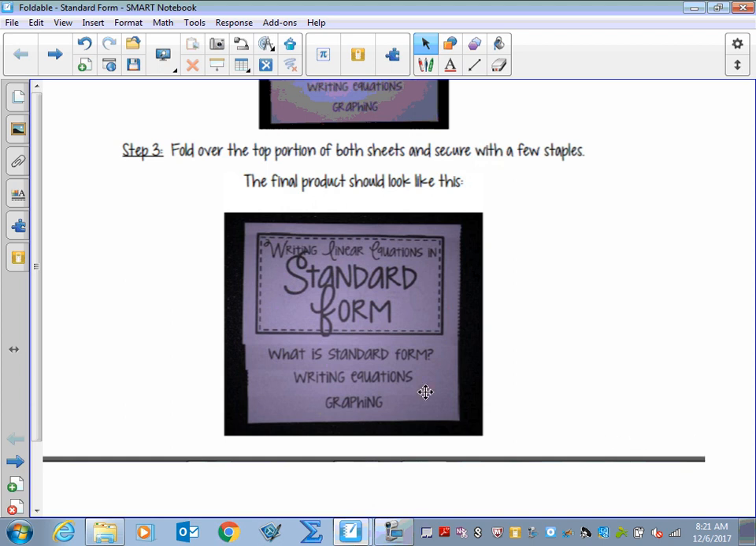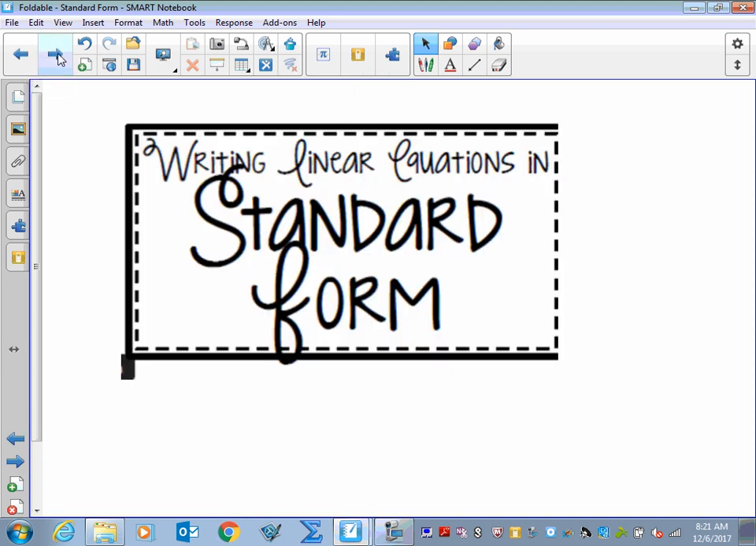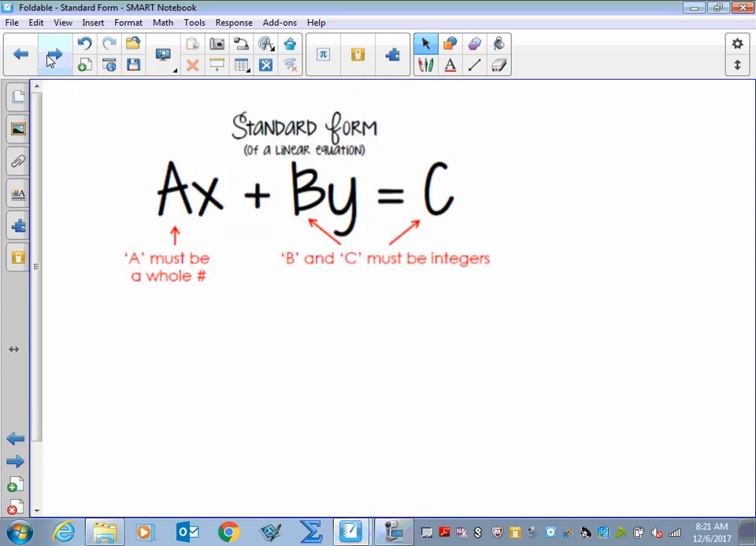There are specific things that standard form cannot have, like you cannot have fractions at all. That means you're going to have to eliminate fractions if you have a fraction in the equation. So we're going to go over what standard form looks like, starting with just identifying A, B, and C. So let's take a look.